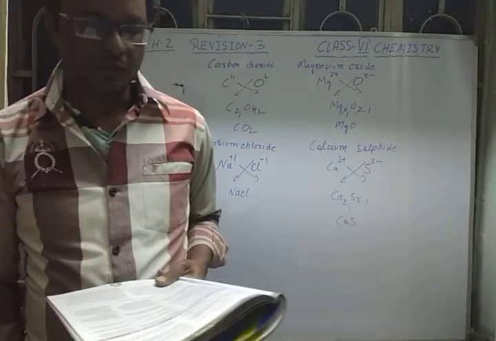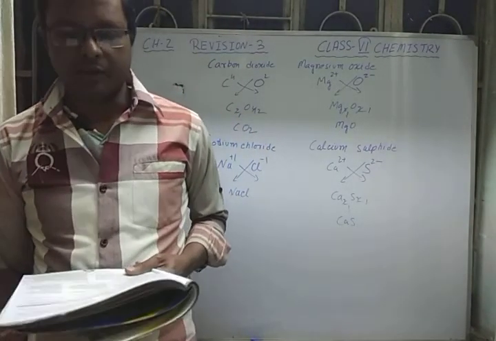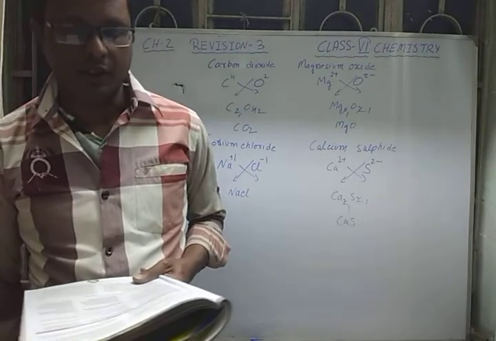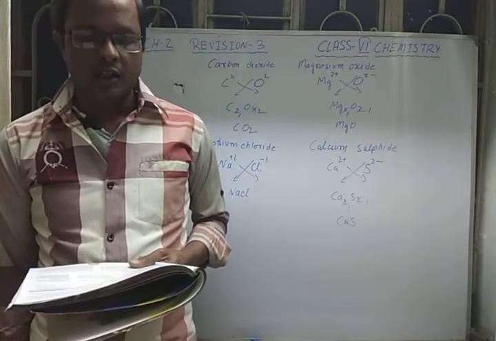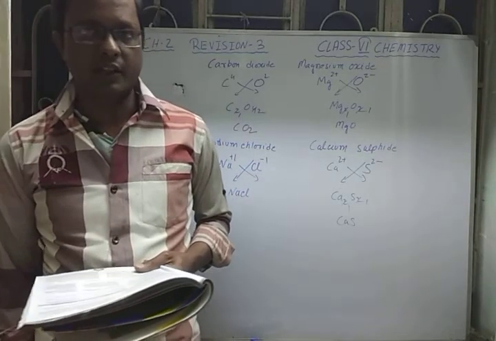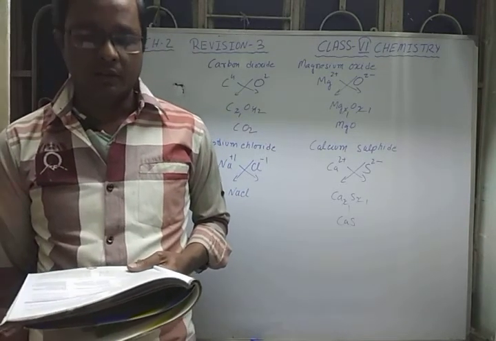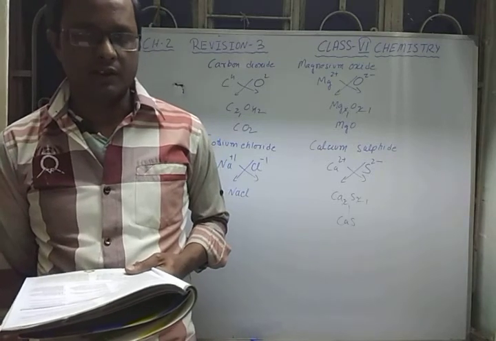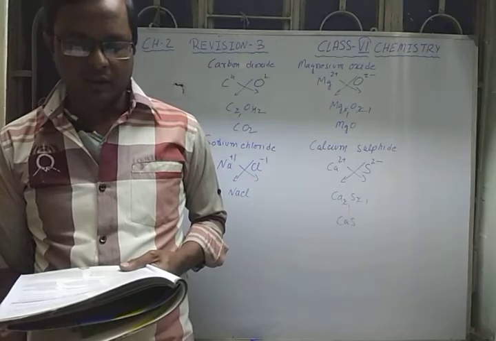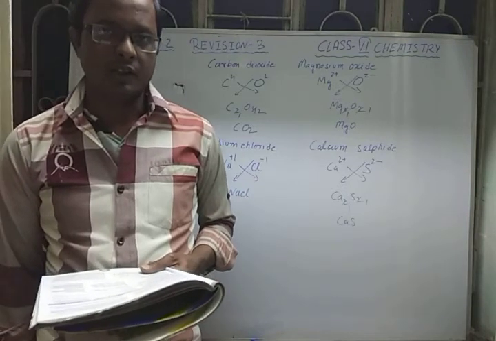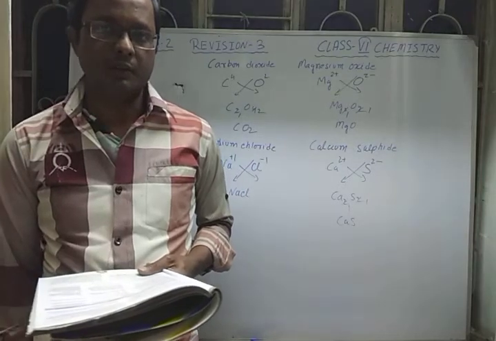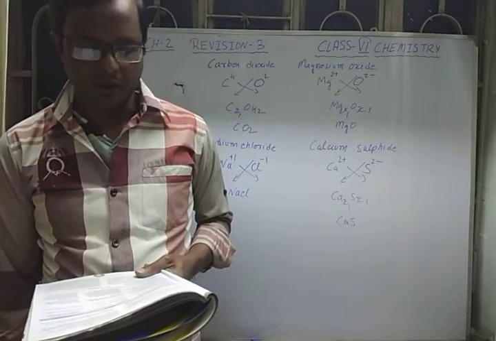Now, next is the difference between air, mixture and compound. Why is air a mixture, not a compound? Air is a combination of gases like nitrogen, carbon dioxide, oxygen, other noble gases, water vapor and dust. But this composition is not fixed. It varies from one place to another. So since the composition is not fixed, air is a mixture. It cannot be represented by a chemical formula.